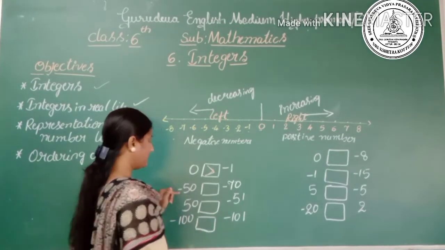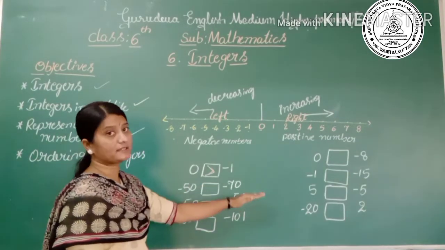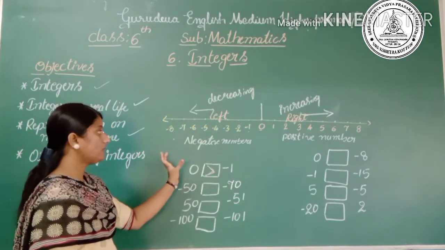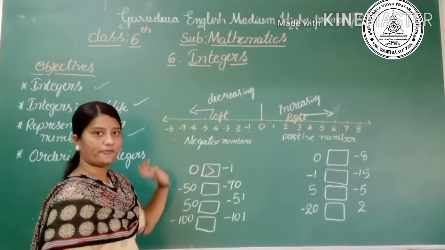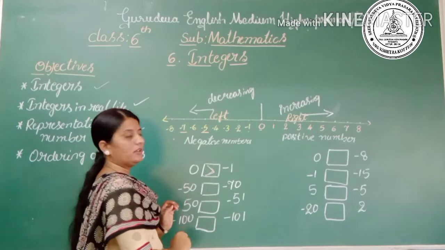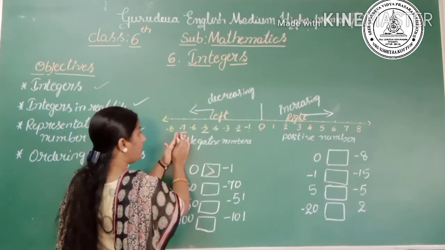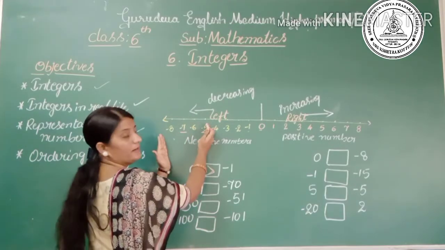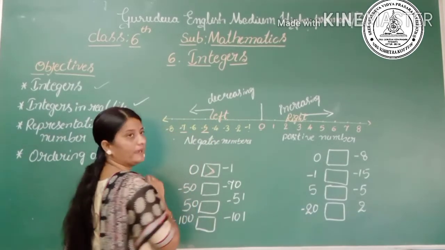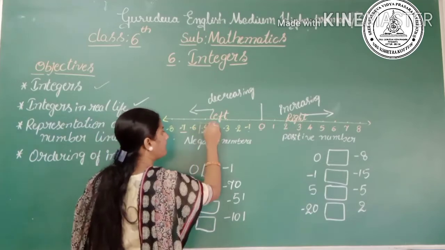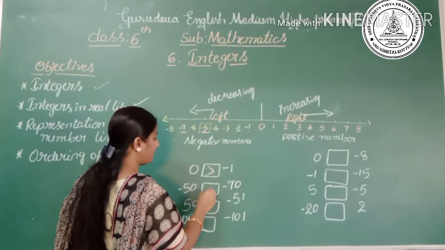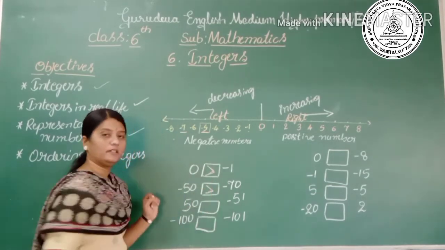The next one is minus 50 and minus 70. Here, just consider minus 7 and minus 5. Here there is a minus 7, here there is a minus 5. So minus 7 is left to the minus 5. So minus 5 is the greater number. So here minus 50 is the greater number.